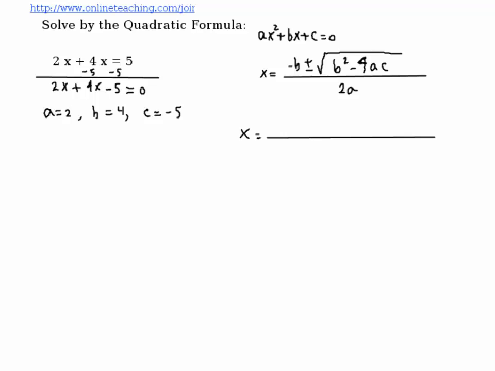So you would have minus your b, which is 4, minus 4 plus or minus the square root of b squared, which is 4 squared, minus 4 times your a, which is 2, times your c, which is minus 5, over 2 times 2. Okay? So now we need to simplify this.